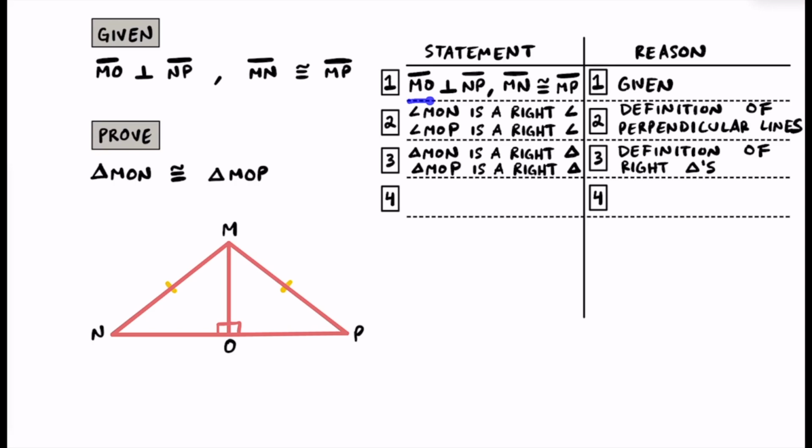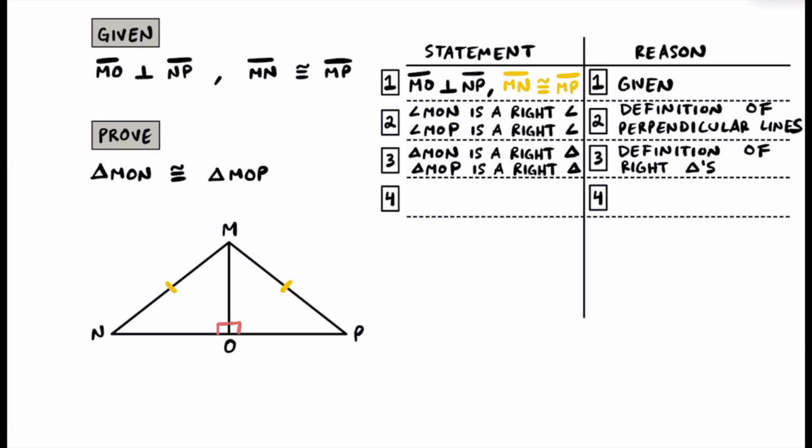So we used that given information that these two segments are perpendicular to each other, and we were able to establish that we have two right angles. We have a right angle at MON and another right angle at MOP. So we established that both of these triangles are right triangles. And so now that we know that, we could potentially prove that these two triangles are congruent by the hypotenuse-leg theorem.